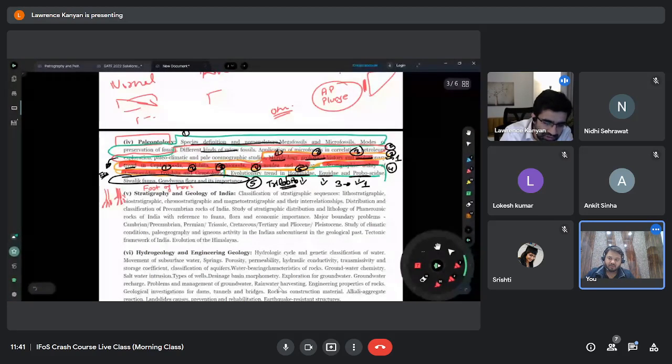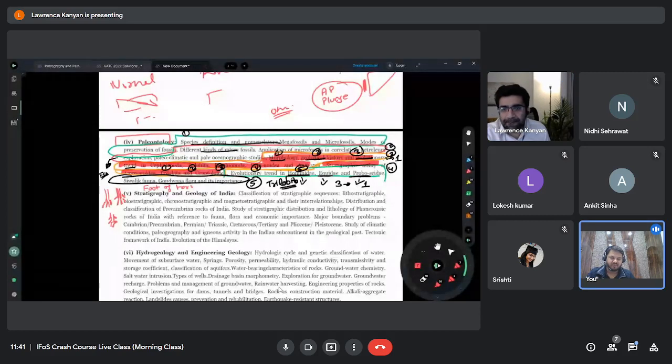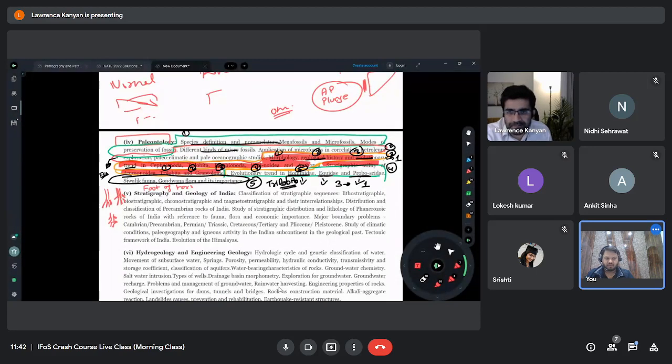Sir is also drawing the diagram. You would have seen this diagram, and you can draw it, with toes going up like this. If you are able to draw this diagram, you will definitely get 2 to 3 marks more in a single question. They may ask this this year itself.